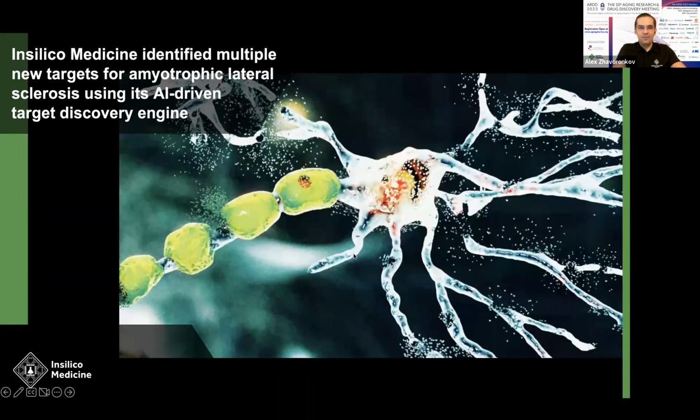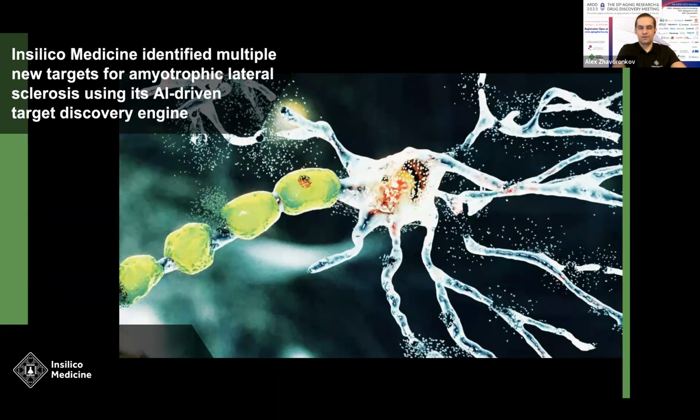And now I'm going to show you how we used these tools for ALS. So ALS, amyotrophic lateral sclerosis, is an age-associated disease. The average age of onset is 55 to 65.